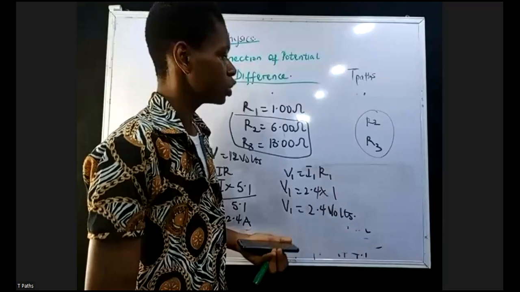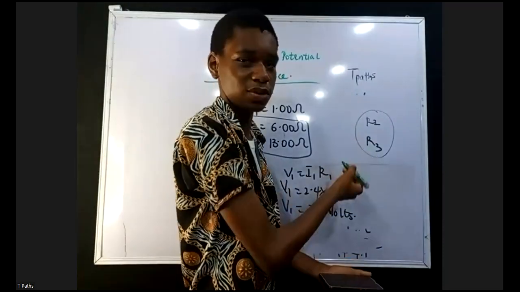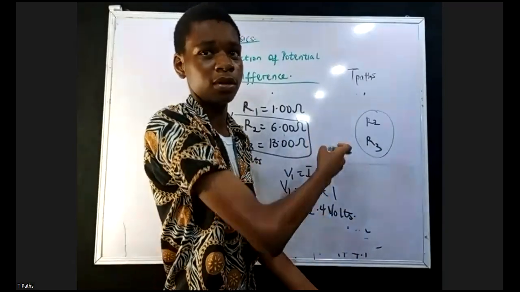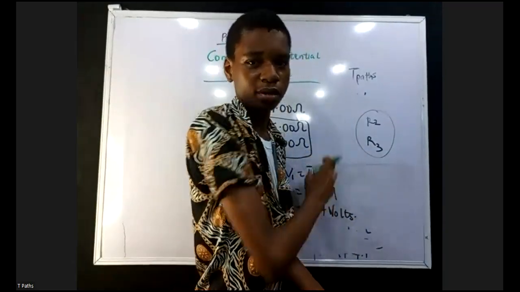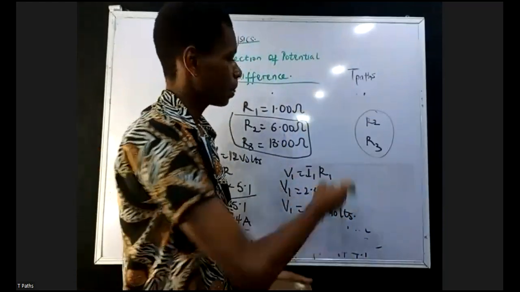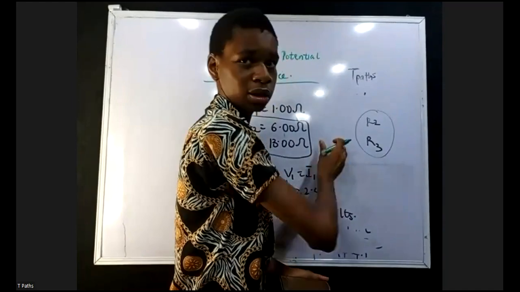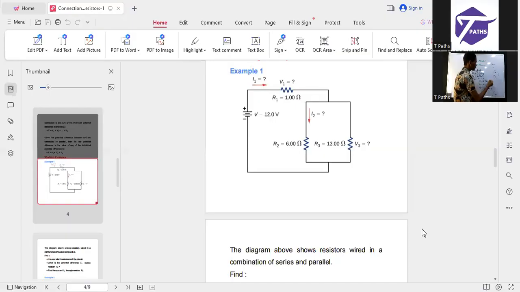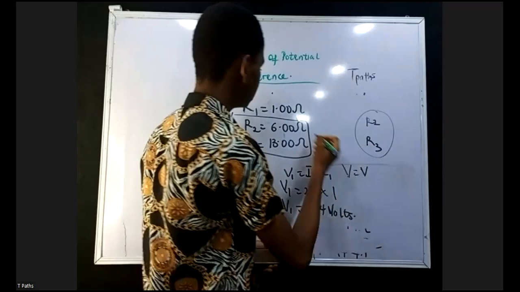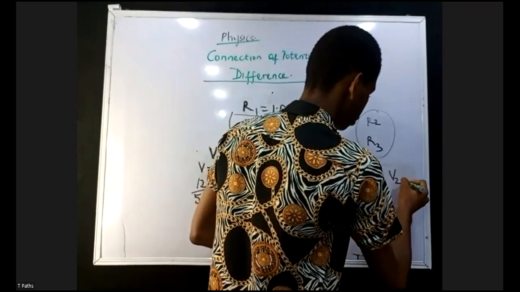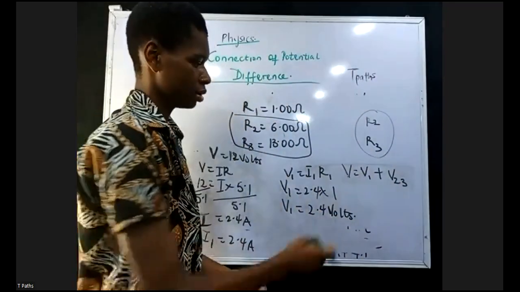individual potential differences. So now, since R1 is connected in series to both R2 and R3, it means their net potential difference will be the sum of the potential difference of R1 and then the potential difference of both R2 and R3. So when I add the potential difference of R1, the potential difference of R2, R3, I should get 12 volts. So I'll say my V is equal to potential difference 1 plus potential difference of both R2 and R3. Let me just write it like this. I think this is clear.